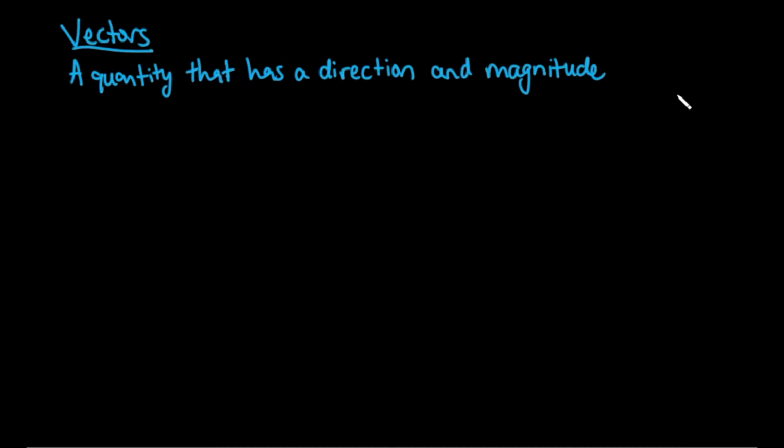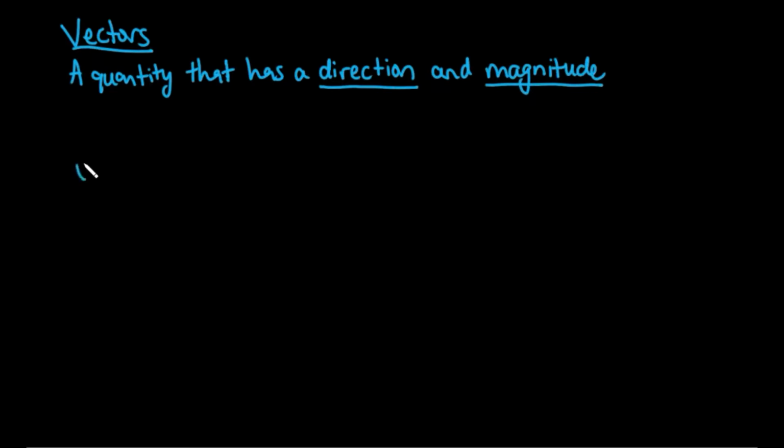Today we're going to be learning about vectors. So a vector, by the standard definition, is a quantity that has a direction and a magnitude. So just having the definition, it's a little hard to really understand what I mean. So I'm going to give you a quick example.